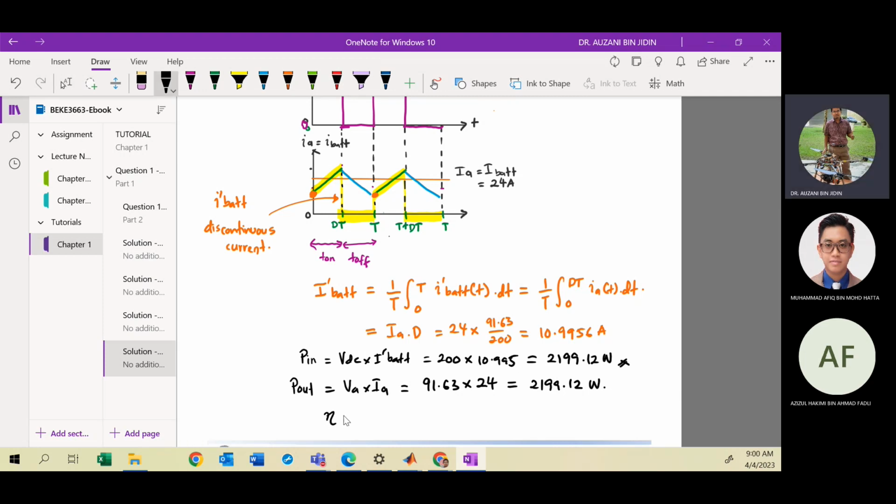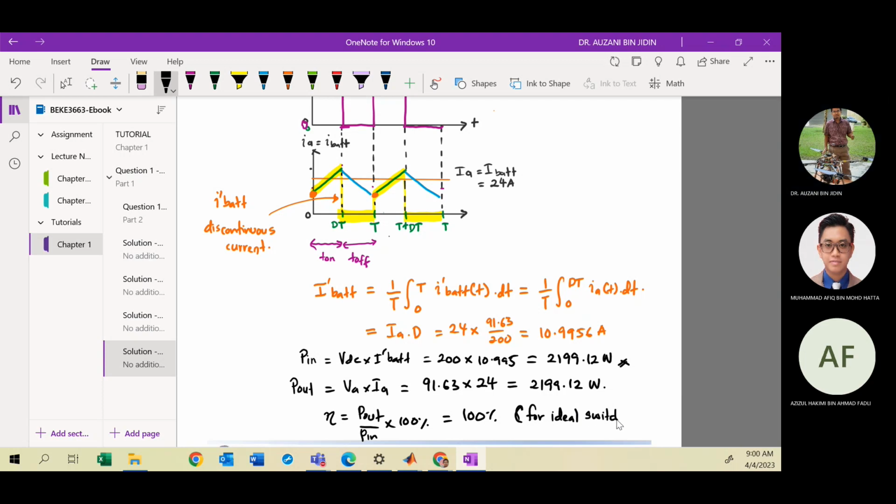So then you can calculate the efficiency, which is P out over P in times 100%. Then you get 100% efficiency performance. So this is for the ideal switch. So P loss is 0 because P in is the same as P out. P loss is 0.